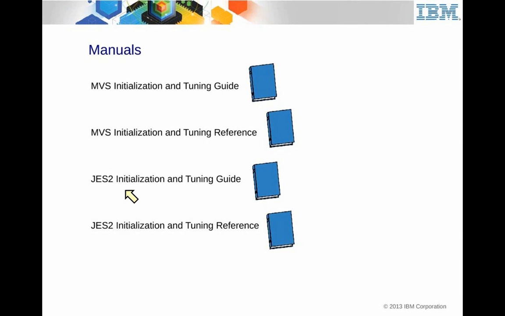Now also JES, as I mentioned, has an Initialization and Tuning Guide and a Reference. As you know, when we start JES, it's a very important subsystem, and it also has many parameters shaping the global behavior of JES. So these are very important books for shaping the global behavior of the environment, and many system programmers become familiar with what's inside of there.